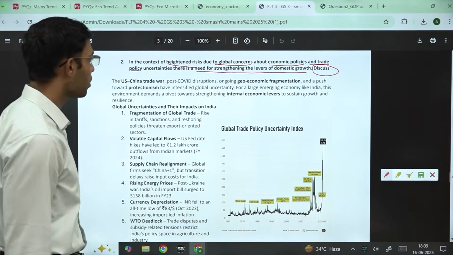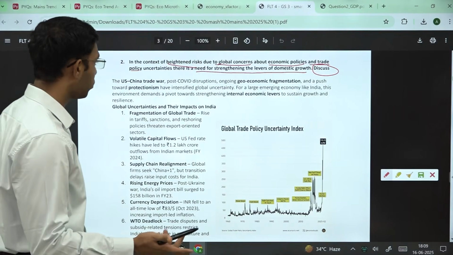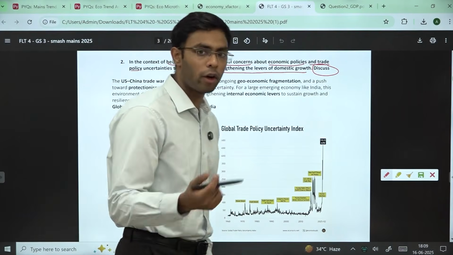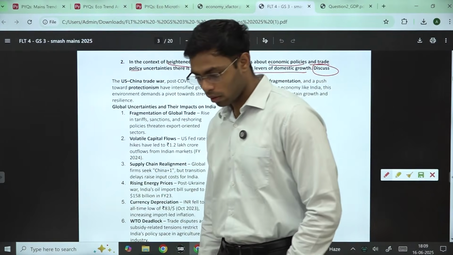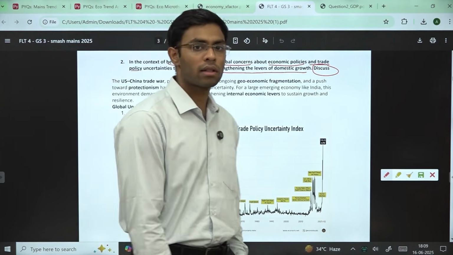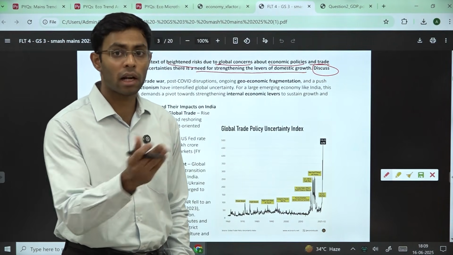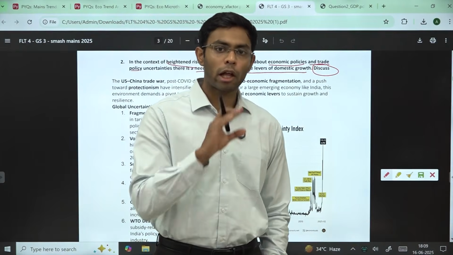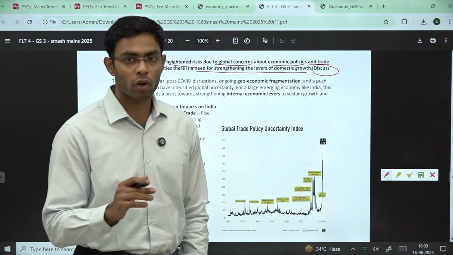So what are the global concerns? Any relevant and recent example on the global concerns that you know about can be a relevant introduction. For example, the Russia-Ukraine war, the India-Pakistan conflict, China's actions in the South China Sea, the Iran-Israel conflict, the Israel-Palestine conflict. Anything of that nature which impacts the global economy is a valid introduction here.